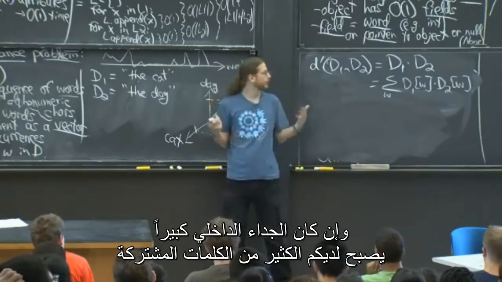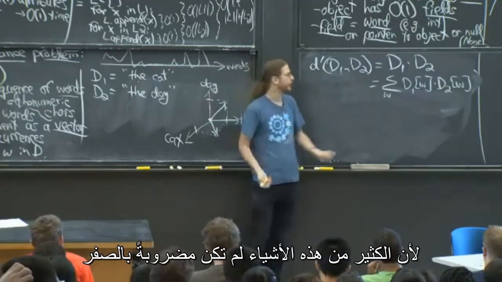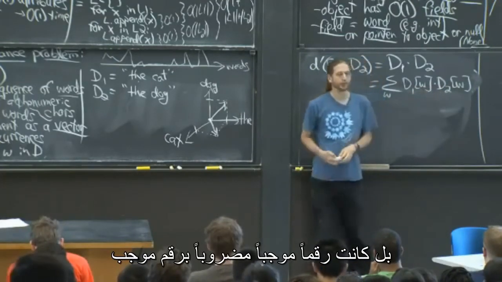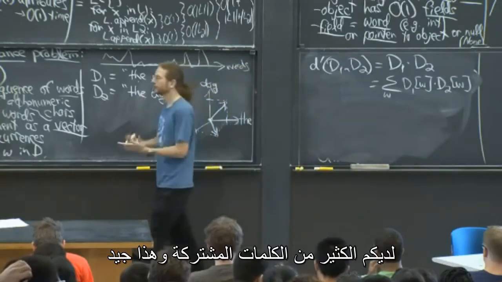If you have a high dot product, you have a lot of things in common, because a lot of these things weren't 0 times something. It was actually a positive number times some positive number. If you have a lot of shared words, then that looks good.